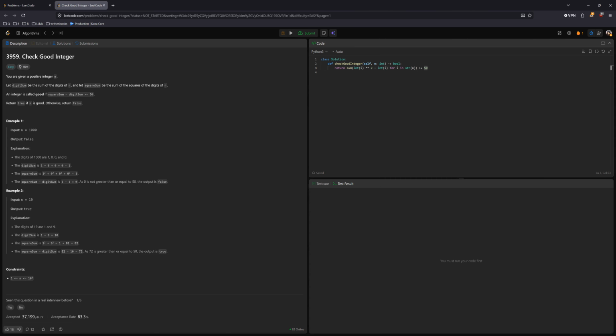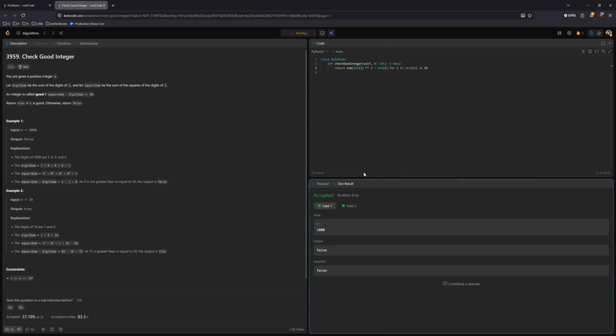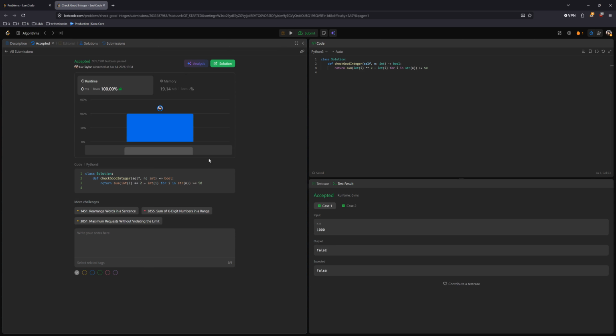I mean, you can move all the adds to the beginning and at the end. It doesn't matter. All the subtractions. It all kind of works out. So let's run that and submit. Woohoo! Beats 100%.